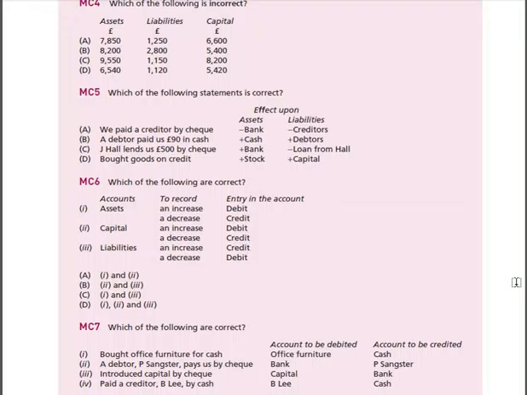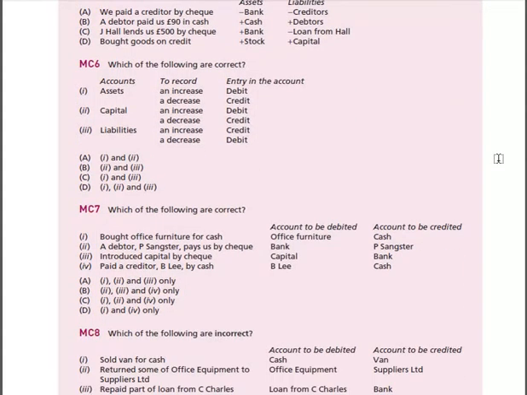Let's look at the third one, liabilities. To increase the liability, it's a credit. To decrease the liability, it's a debit, which is correct. So it's 1 and 3 which are correct. So 1 and 3 here are in option C. So for question number 6, it's C, which is correct.